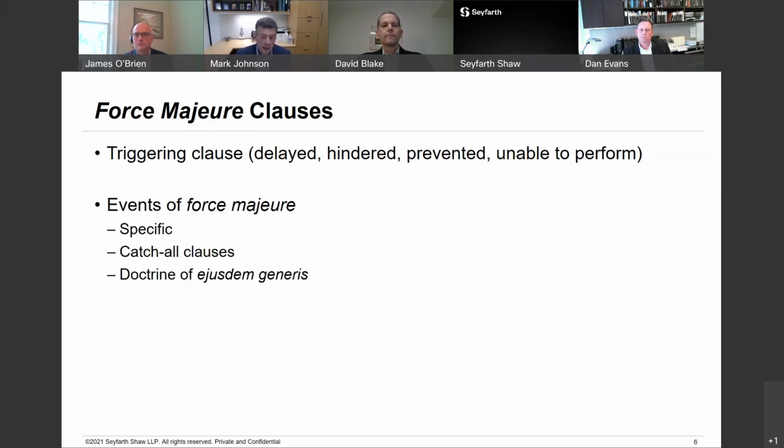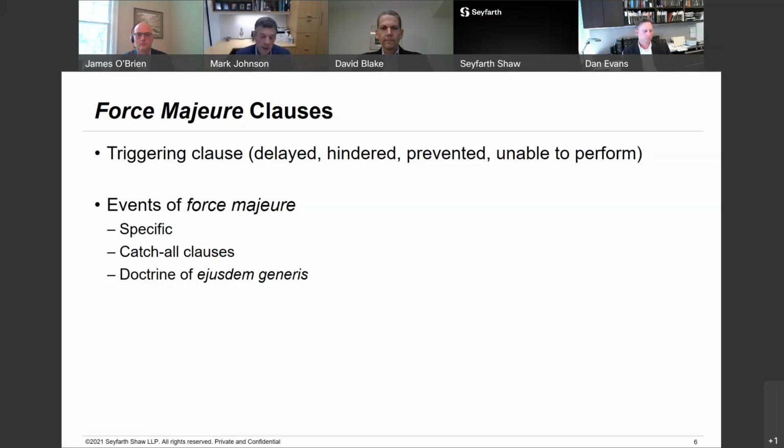It's an event beyond the party's control that prevents it from performing its obligation. Now, the circumstances can be foreseen or unforeseen. It's important to note that if it's a foreseen event, the parties know about it going into the contractual relationship, then that needs to be addressed somewhere in the contract. Otherwise, courts have found that the risk of loss falls on the party unable to perform.